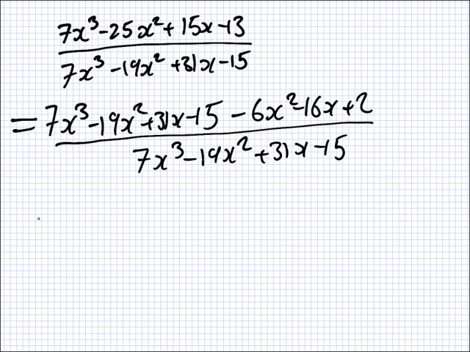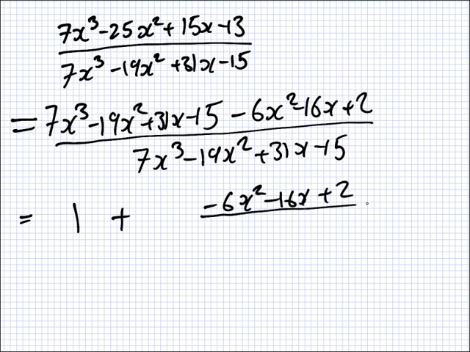So if we split this up into 2, we'd get 1 plus minus 6x squared minus 16x plus 2 over the cubic, 7x cubed minus 19x squared plus 31x minus 15. Right, we've seen this guy before. It's proper. Using your calculator, what are the factors here of this cubic, please?